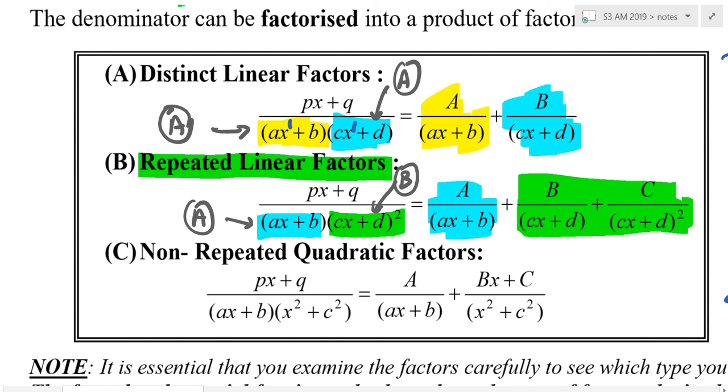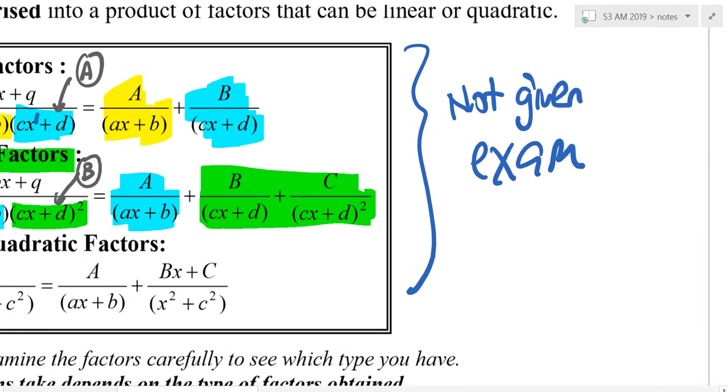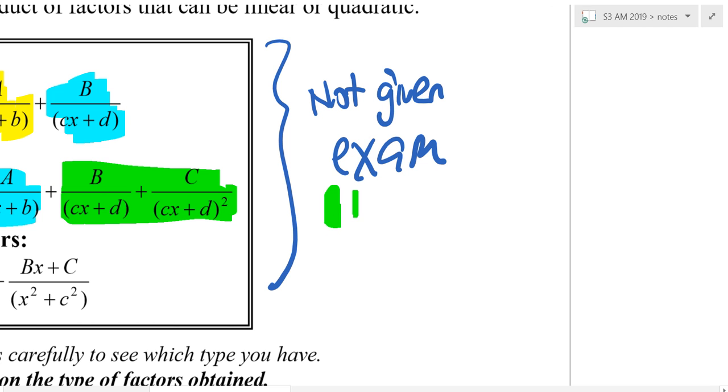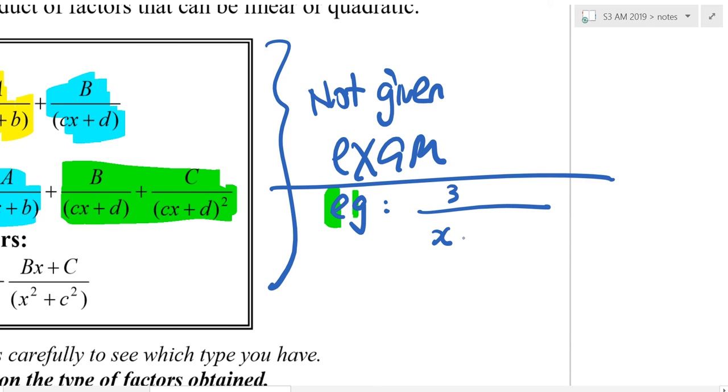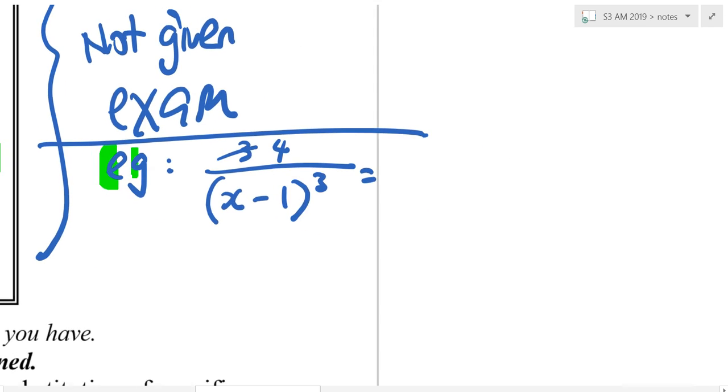Now, can I test your understanding? Can everyone help me write this? Please take out your pen and write this. Example: 3 over x minus 1 cube. Sorry, 4. If I want you in the exam to split this into partial fraction, how many fractions do you see? 3.